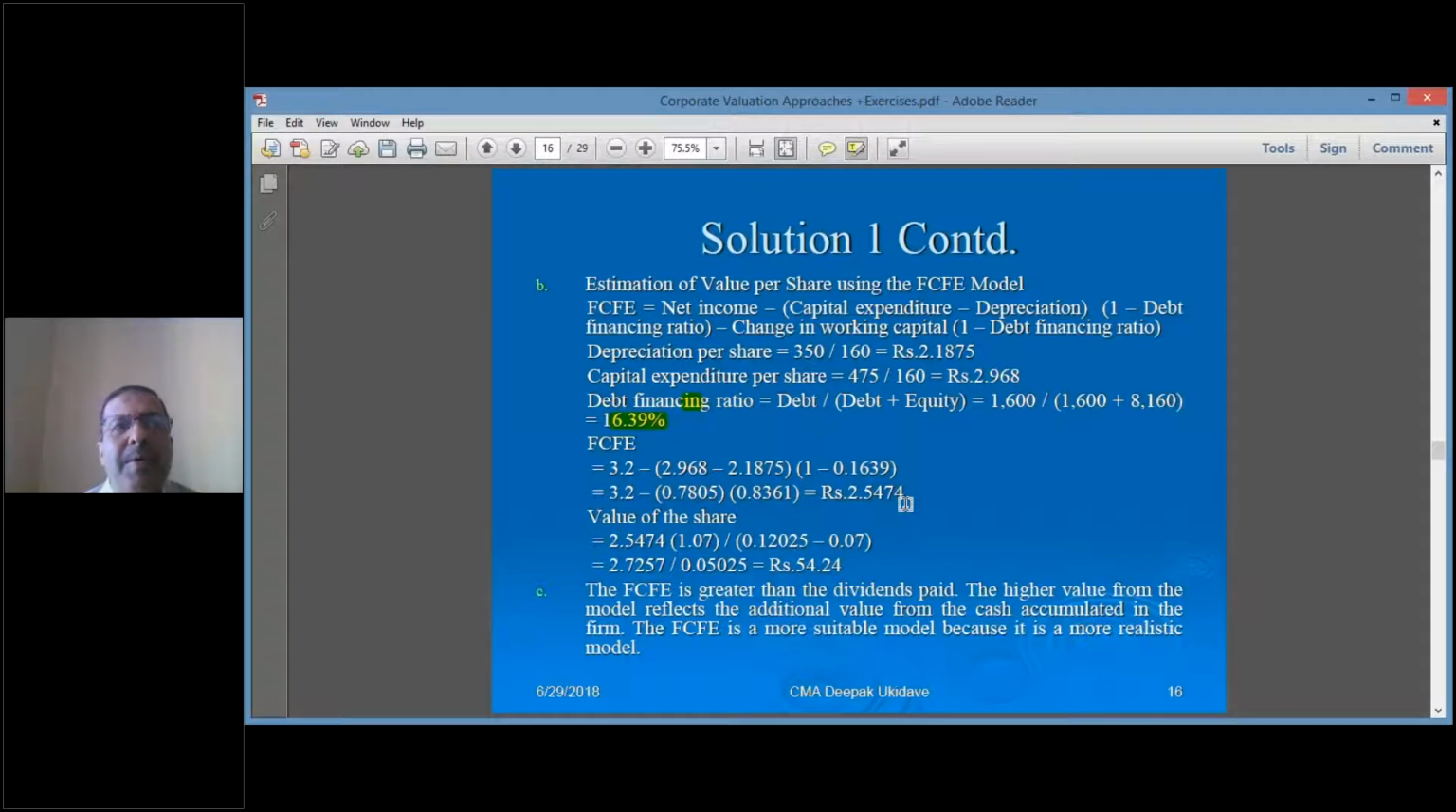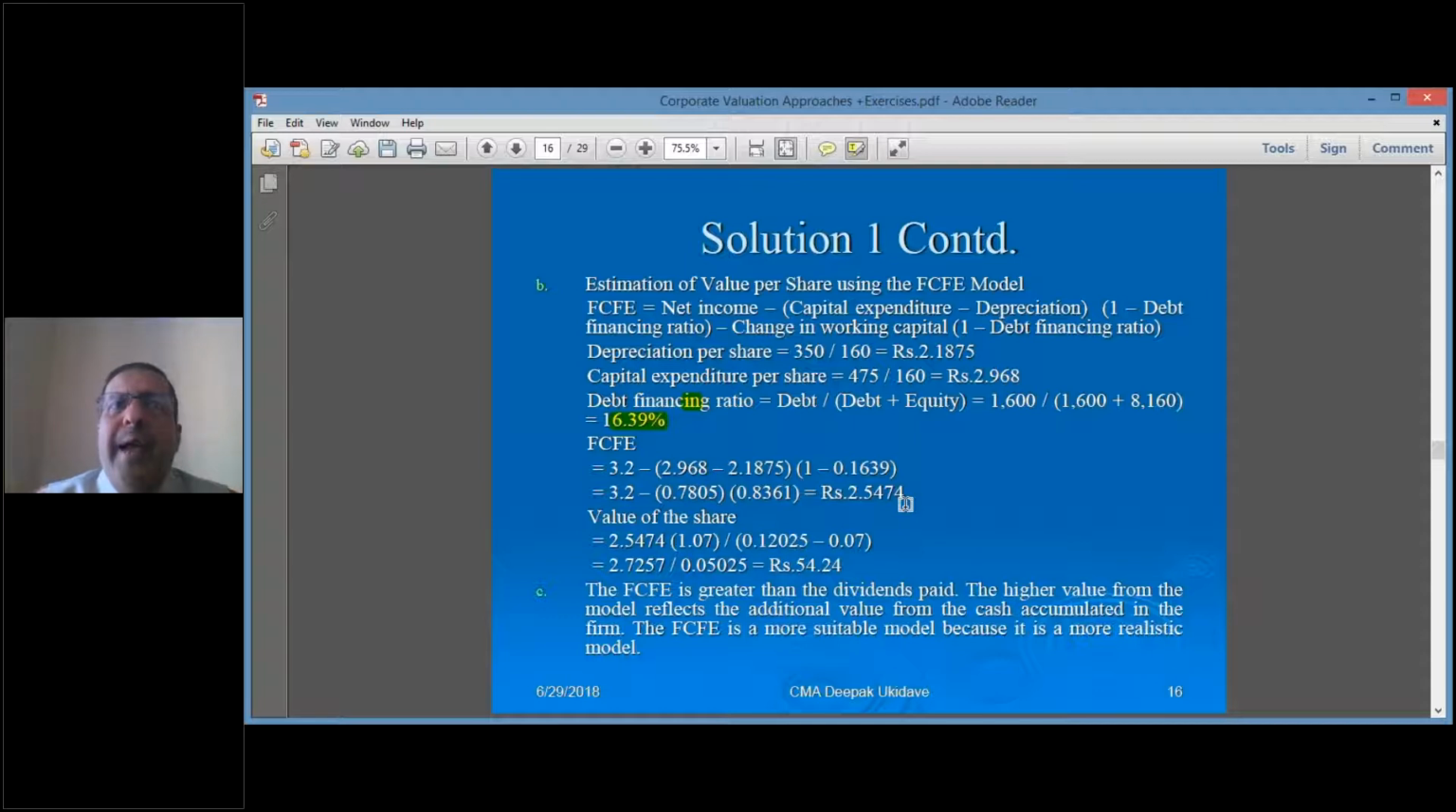Our starting point remains the same. We start with sales minus operating cost including depreciation. Depreciation is also a part of operating cost. So sales minus operating cost including depreciation gives you EBIT, earnings before interest and tax. EBIT into 1 minus T will give you NOPAT, the net operating profit after tax. I told you in the FCFF model, the starting point is NOPAT.